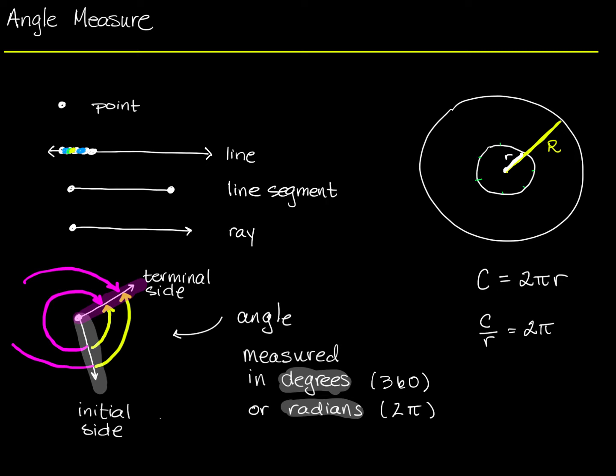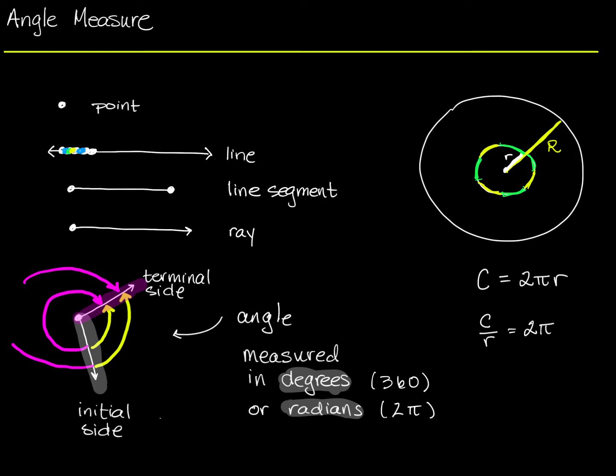If you take any circle and you divide it up along its arc into chunks that are the same length as its radius, you'll get 1, 2, 3, 4, 5, 6, and a bit, or about 6.28. And that's 2 pi. 2 pi is about 6.28.